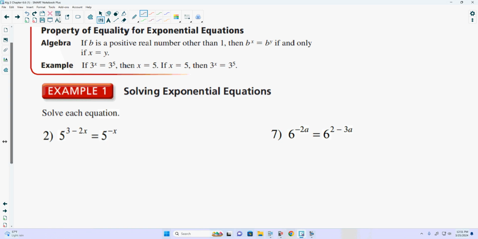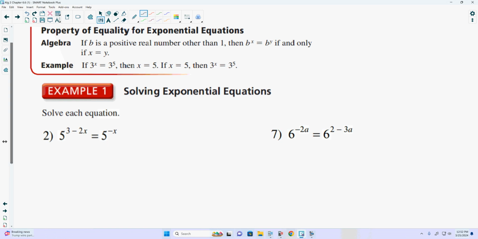So the only thing we haven't covered in chapter 6 is solving, because we've talked about properties and all the other parts, 6.1 through 6.5, except for graphing, but we're not going to worry about that. So the last thing we have to do in chapter 6 is to solve. And the first one we're going to look at with solving is, the textbook calls it the property of equality for exponential equations. It's also referred to as the one-to-one property.